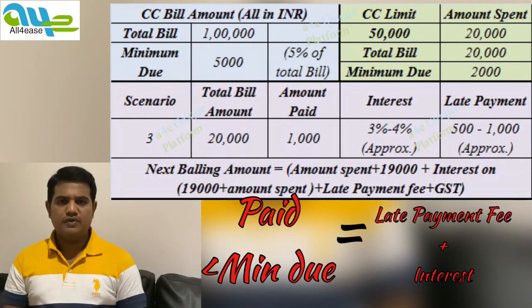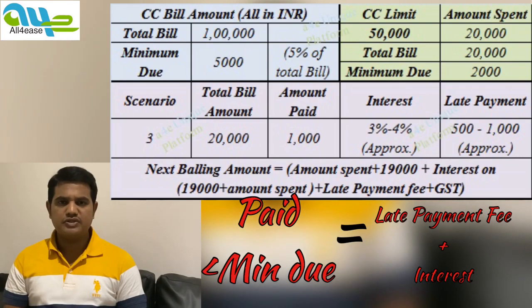Next scenario, for the same billed amount 20,000 on 30th of March and minimum amount due is 2,000. Due date is 15th of April. So I am considering you are paying only 1,000 rupees before the due date. So the balance is 19,000 rupees.